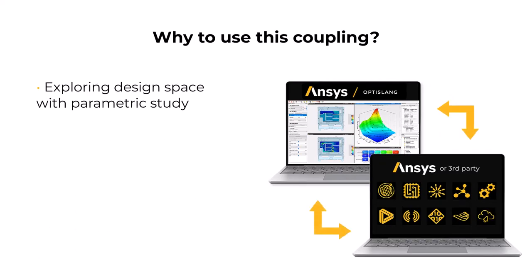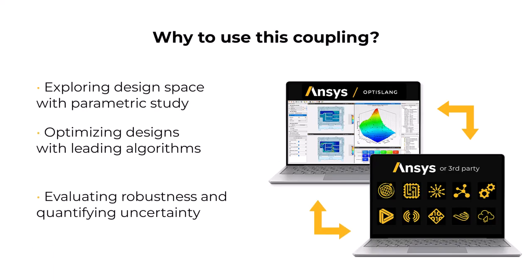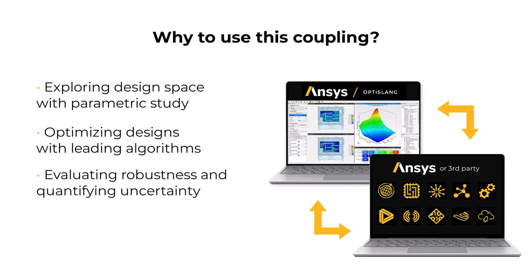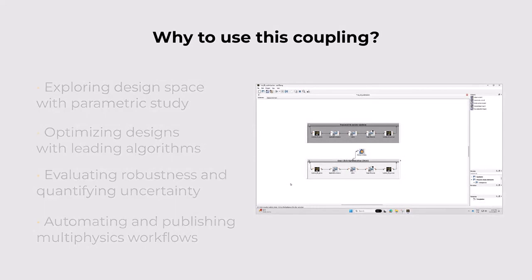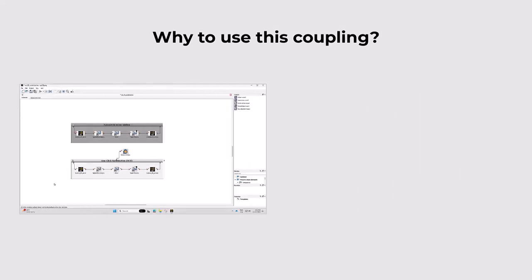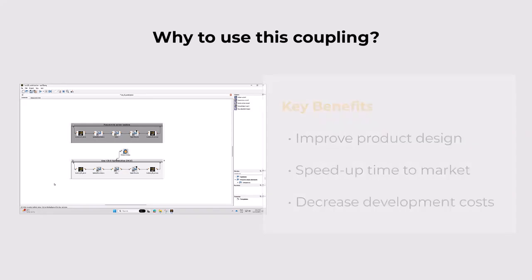It does that by exploring design spaces with parametric study, optimizing designs with leading algorithms, evaluating robustness and quantifying uncertainty, and by automating and publishing multiphysics workflows. This generates valuable key benefits, such as improved product design, faster time to market, and reduced development costs.